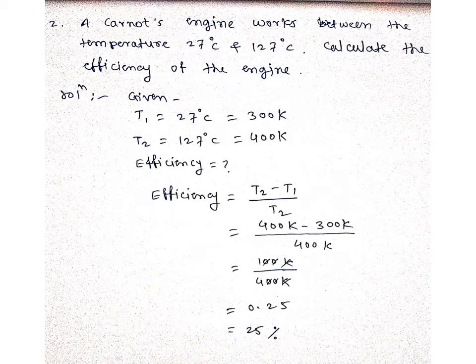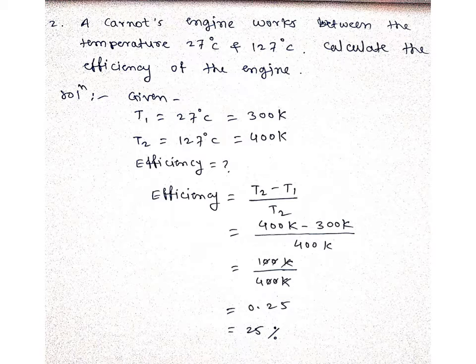Now to calculate the efficiency, formula of the efficiency is equal to T2 minus T1 divided by T2. Now put the value of T2, that is 400 Kelvin, minus T1, that is 300 Kelvin, divided by T2, that is 400 Kelvin, and solve this. You will get the answer, that is efficiency is equal to 0.25.